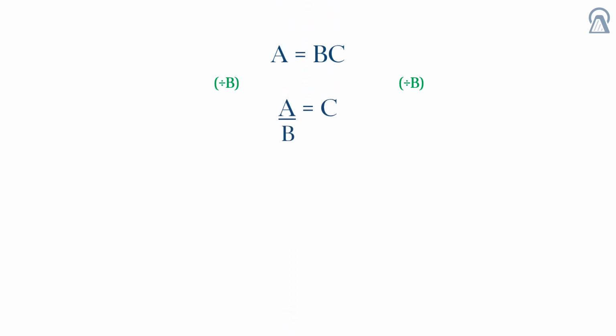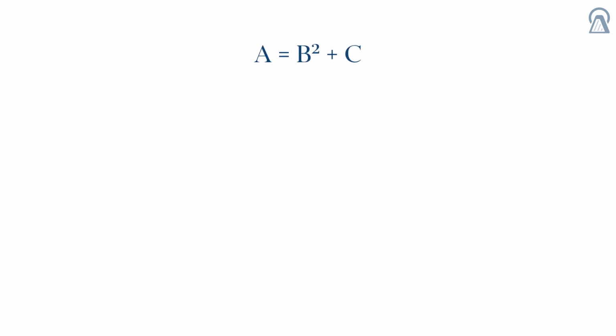Now, we have A divided by B is equal to C. Congratulations again! You've successfully rearranged the formula to make C the subject. Ready? Let's raise the complexity a bit by introducing square numbers into the mix.